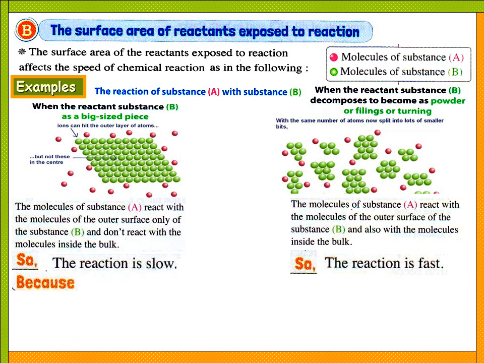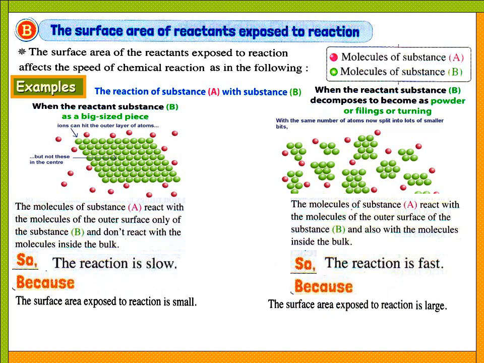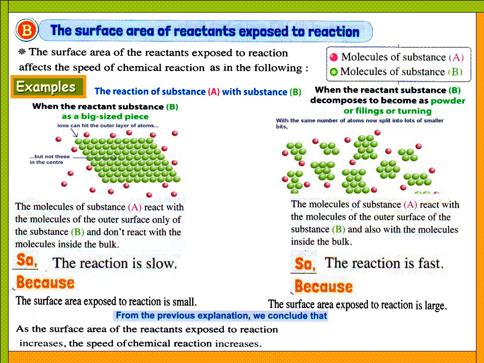Why will the reaction here be slow? As the surface area exposed to reaction is small, and here it will be fast because the surface area exposed to the reaction is large. So from the previous explanation we conclude that as the surface area of reactant exposed to reaction increases, the speed of reaction increases. It is a direct relation. Increasing surface area exposed to reaction means dividing it into small parts, so the speed of chemical reaction increases.